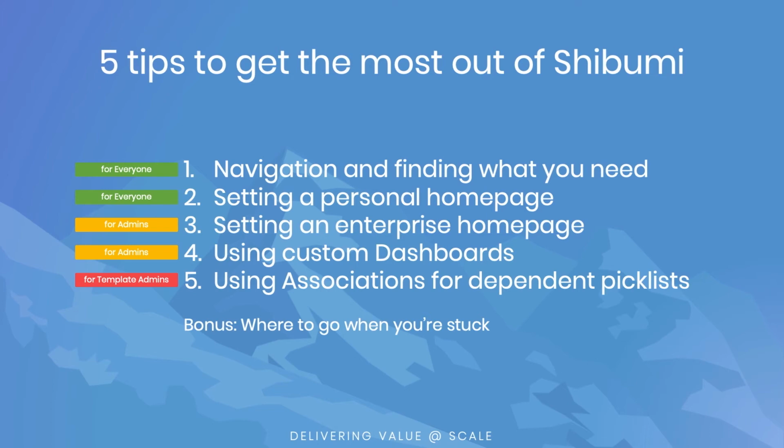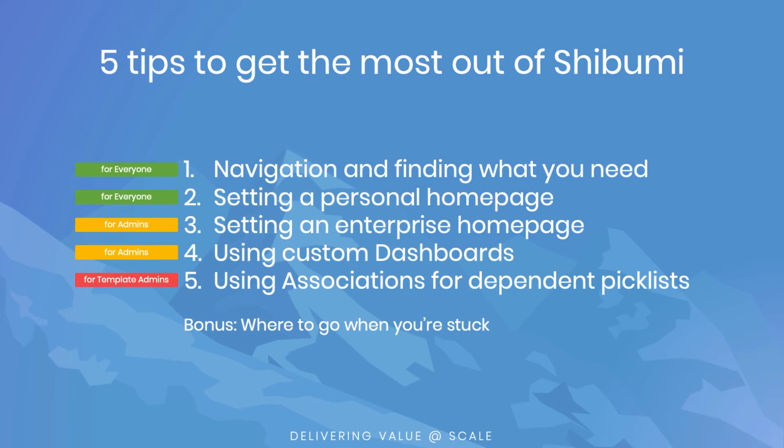So the last one we wanted to look at was for those template admins, those of you out there that configure applications using the Shibumi platform. And this one we'll get into quite a bit of detail about how, in this case, how to use a relatively new capability in Shibumi called associations to build dependent pick lists. And what we mean by dependent pick lists is if I select an option in pick list 1, it changes the available options in pick list 2.